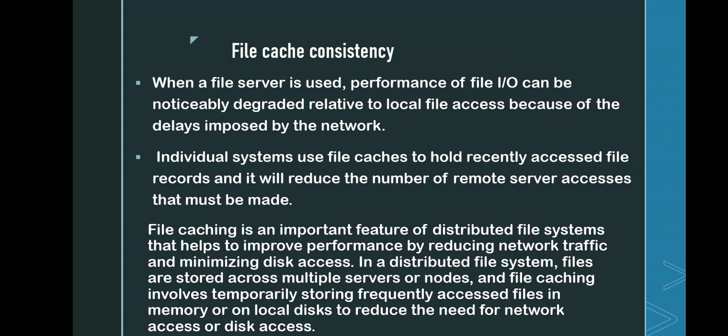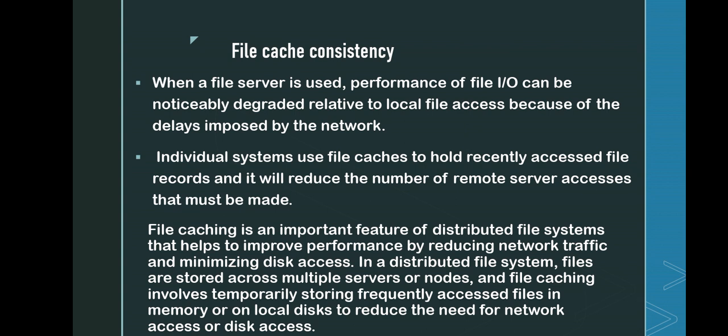To avoid this, individual systems use file caches to hold recently accessed file records, and this reduces the number of remote server accesses that must be made. File caching is an important feature of distributed file systems that helps to improve performance by reducing network traffic and minimizing disk access. Thus, it also improves the performance of file I/O.